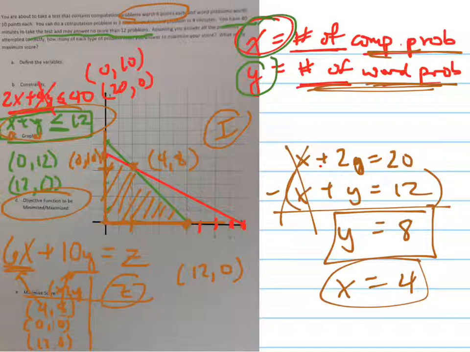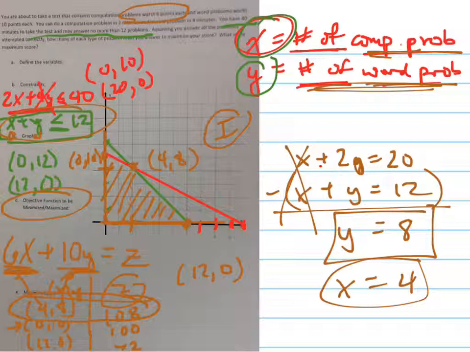What's 4 times 6? 24. 8 times 10, 80. 24 plus 80 is 108. So I get a total of 108 points if I did 4 computation problems and 8 word problems. 0, plug in 0 for x, I get 0 plus 10 times 10, which is 100. I get 100 points if I answered 0 computation problems right and 10 word problems right. And I would get 12 times 6, which is 72. I would only get 72 points if I answered only 12 computation problems. So the answer that they're looking for is 4, 8, 108.